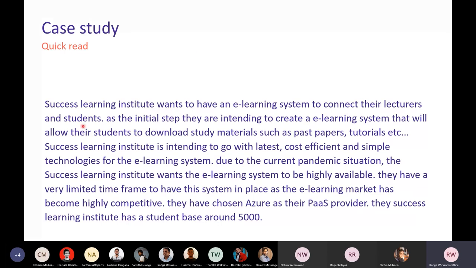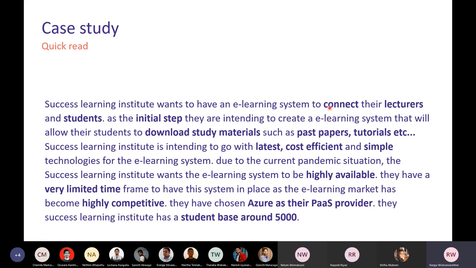So we'll quickly run through it. The Success Learning Institute wants to have an e-learning system. I highlighted a couple of words. They need to connect their lectures and students as the initial step, which means they might have other things in mind later, like extending this into mobile. They also want to download study materials, which means they will be uploading past papers, tutorials, and probably videos, maybe some gigabytes of videos.